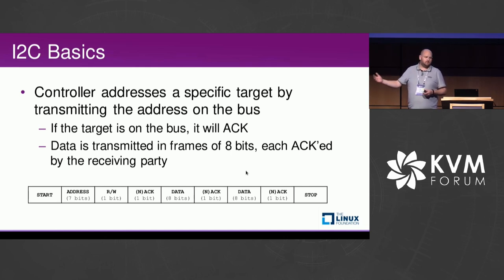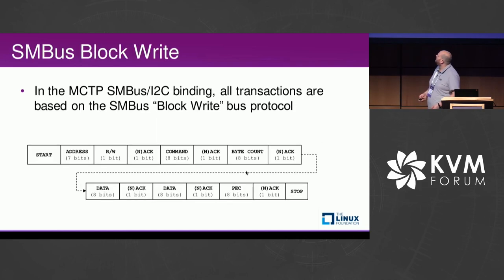But the data transfer can also be controlled by the target, and the target will be the one driving the data line. When you send these individual frames, which are 1 byte, you get an acknowledgement from the receiving party. At some point, the controller says, "Okay, we got what we wanted," and it does a stop condition. And the transfer is done, or the full message has been sent.